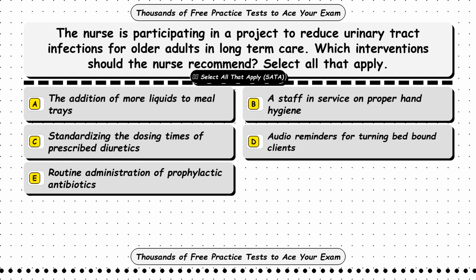Question 86. The nurse is participating in a project to reduce urinary tract infections for older adults in long-term care. Which intervention should the nurse recommend? Select all that apply. Option A, the addition of more liquids to meal trays. Option B, a staff in-service on proper hand hygiene. Option C, standardizing the dosing times of prescribed diuretics. Option D, audio reminders for turning bed-bound clients. Option E, routine administration of prophylactic antibiotics.